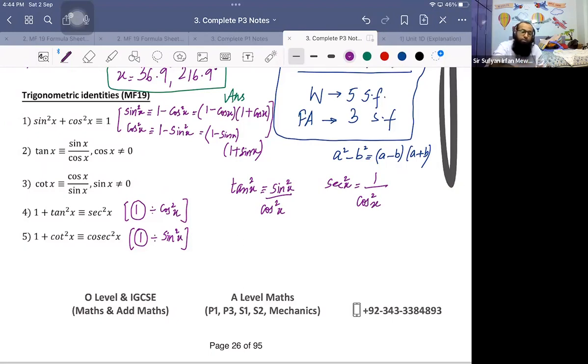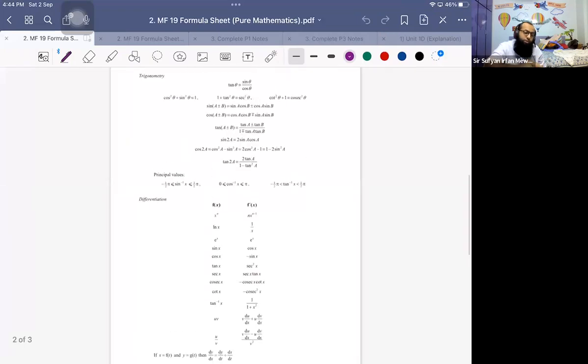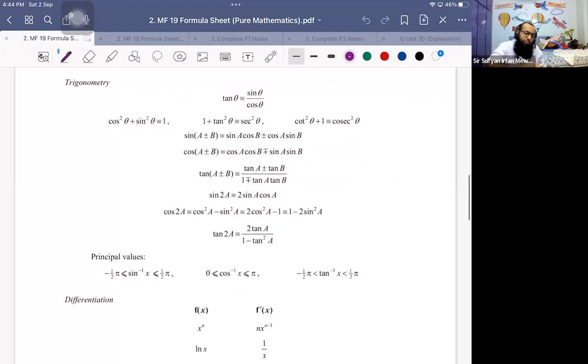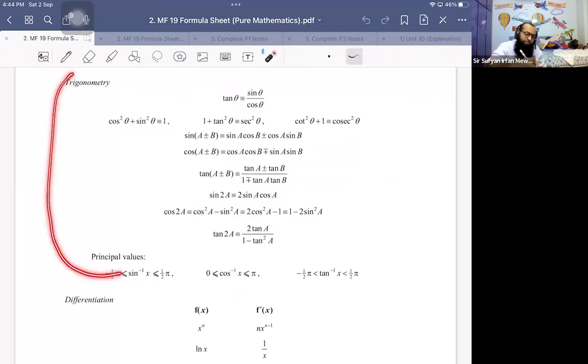Now, whenever we are going to solve a trigonometric question in A2 in P3, we are going to open that section of the formula sheet in which the trigonometry portion is there. So it is the second page, and the trigonometry portion is this. This is the trigonometry function.